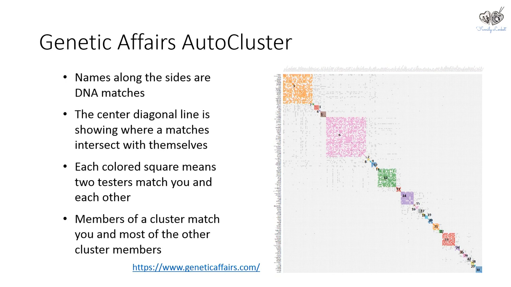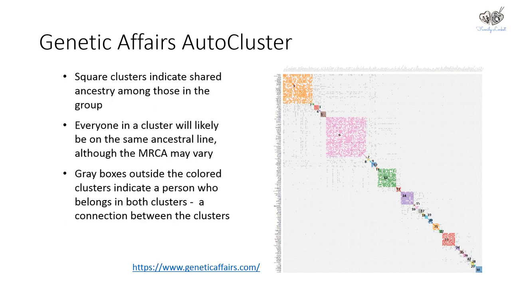Then when another tester intersects with a different tester, that means they also match you and each other. And then all of these people who match each other are grouped into a cluster where you match most of the other cluster members. The clusters indicate shared ancestry among those in the group. Everyone in the cluster will likely be on the same ancestral line, although the exact most recent common ancestor may vary. The gray boxes outside the colored clusters indicate a person who belongs in both clusters, and it can show a connection between the clusters.